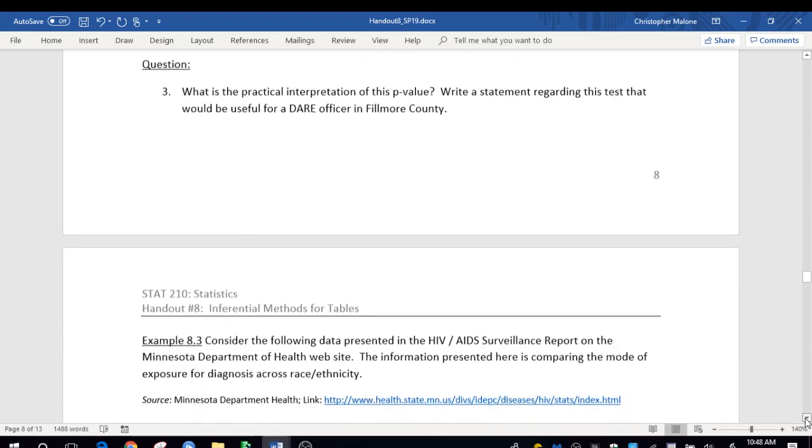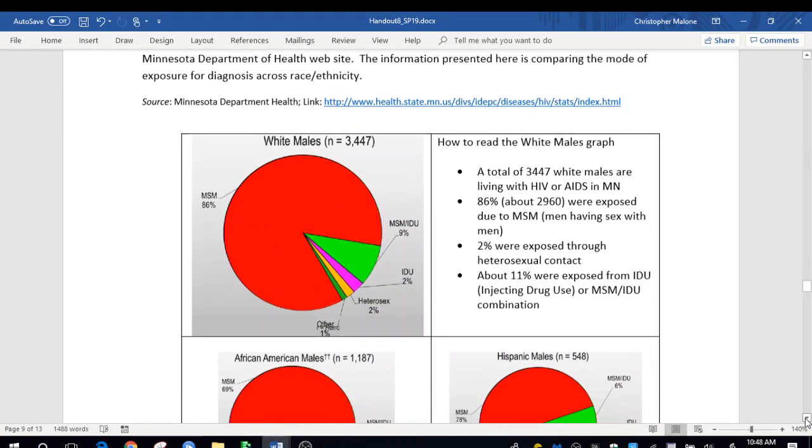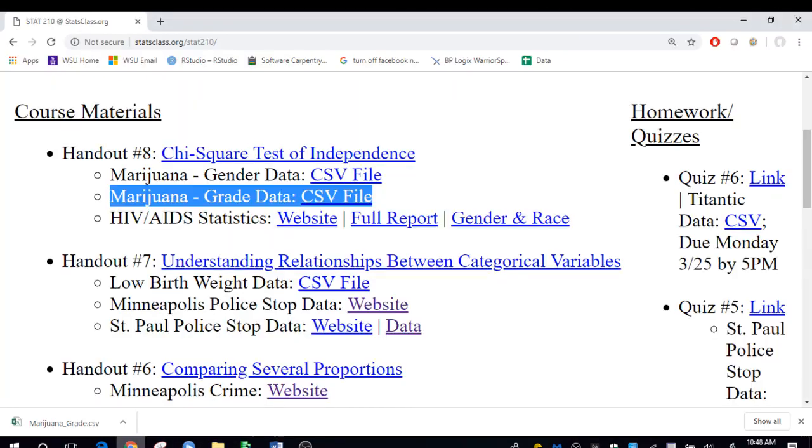All right, let's go back to this kind of a standard test of association here. So here I have collected data on the state of Minnesota, and they're called the HIV and AIDS surveillance reports. They are provided every year from the Minnesota Department of Health. The data that I have here is not real recent, but if you go out to the stats class, I did provide some links for some updated data.